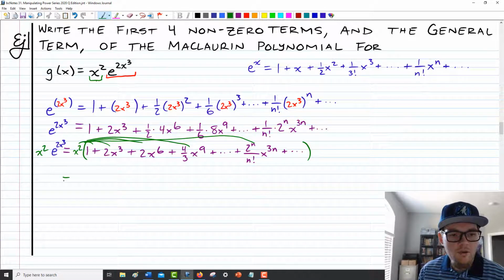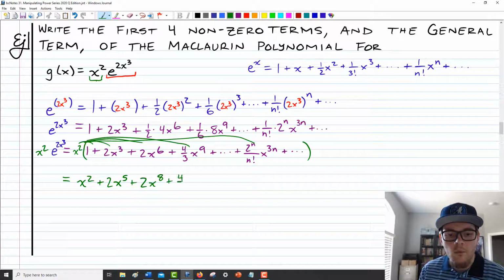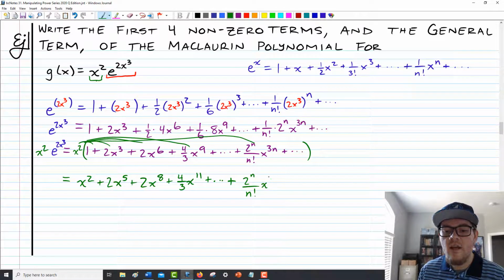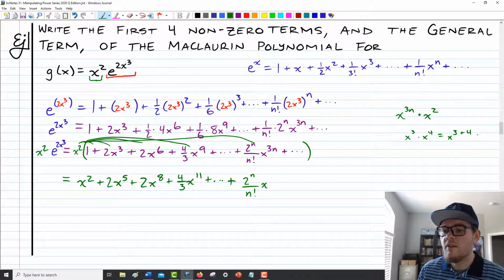So what does that leave us? Well, on the right side, we're going to get x squared plus 2x to the 5th plus 2x to the 8th plus 4/3 x to the 11th. And then finally, the general term. We'll still have 2 to the n over n factorial. But here we'll have x to the 3n times x to the 2nd. So I've kind of done the exponent rules really quickly before. But keep in mind this is the same thing as x to the 3rd times x to the 4th, in which case you add them together to get x to the 7th.